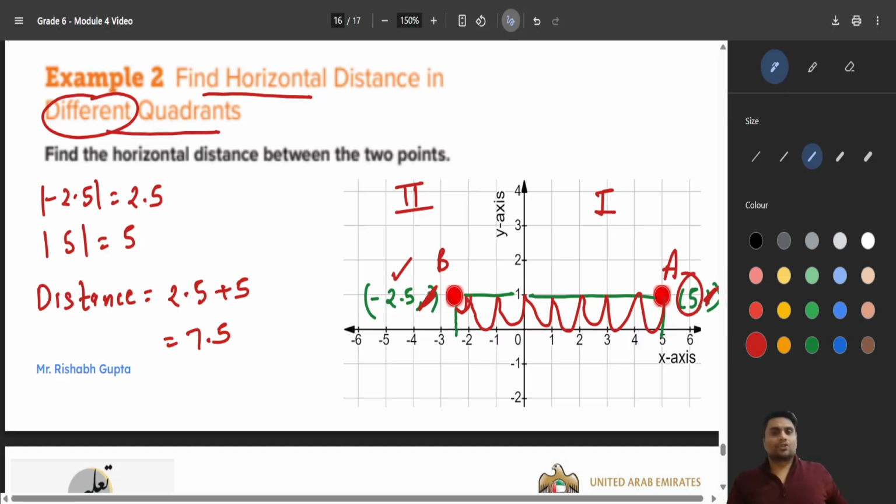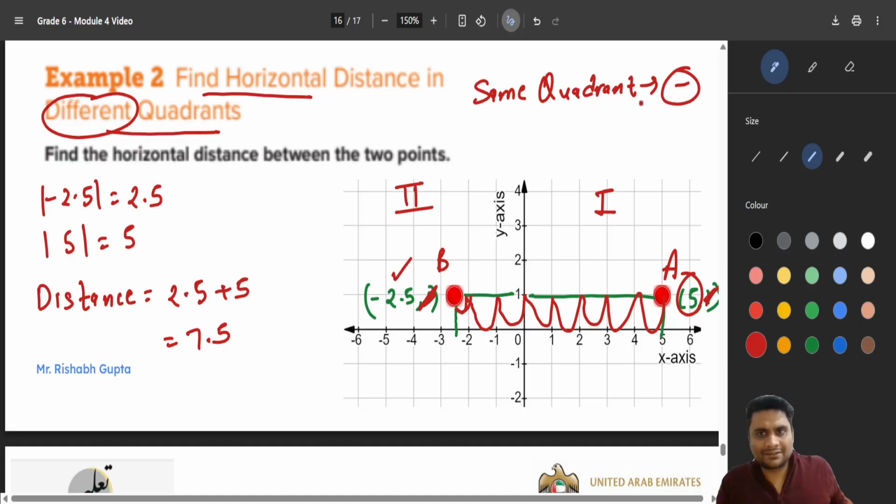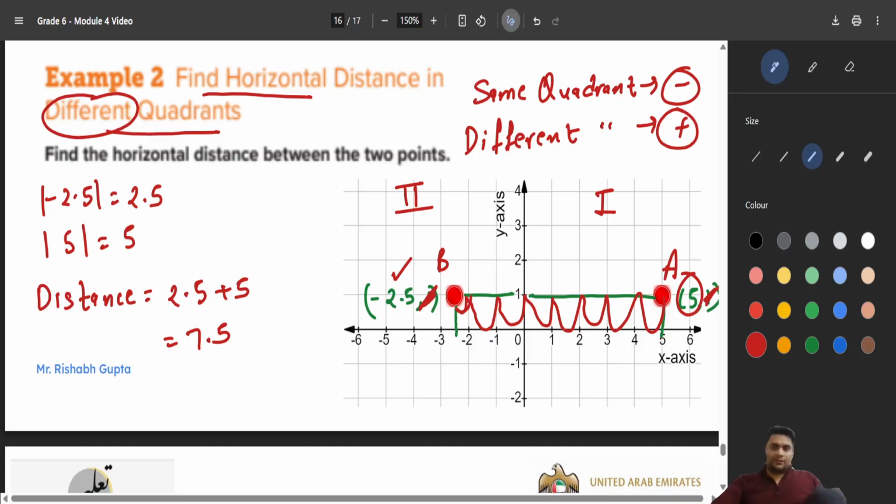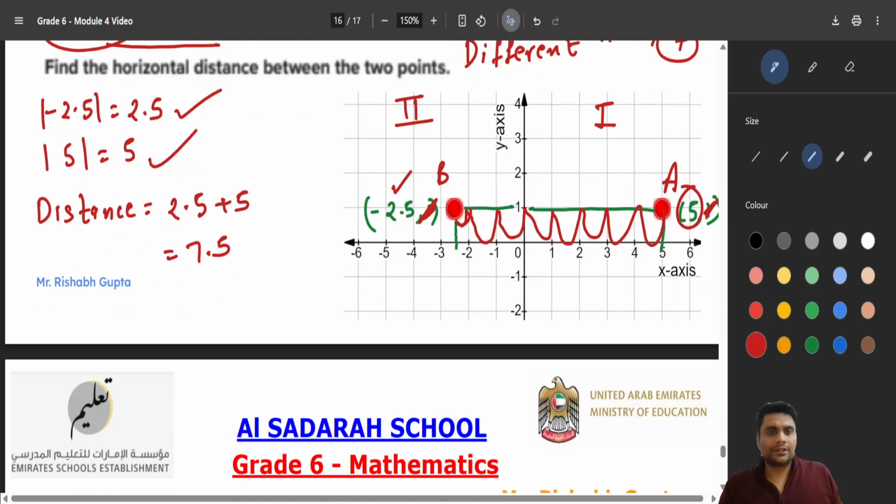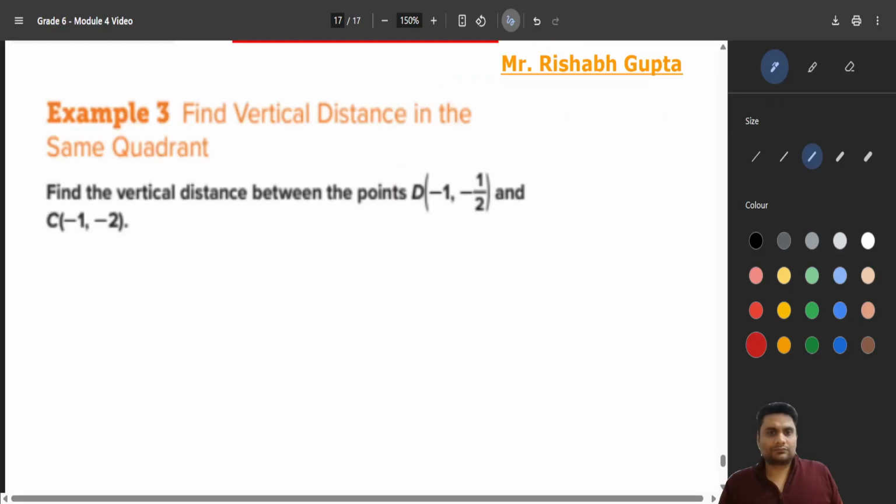Okay, so same quadrant, you will do minus, and different quadrant you will do plus. But before doing plus or minus, you have to take the absolute values. Don't forget to take the absolute values. Okay, let us move to the next question.